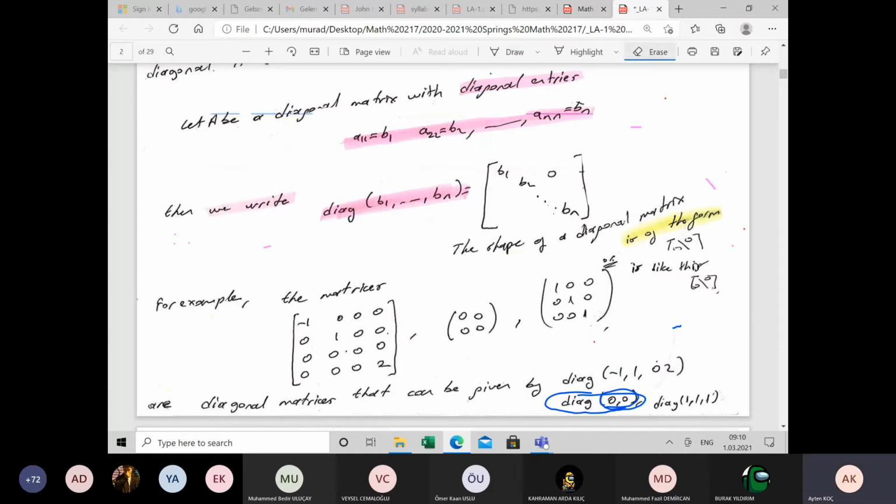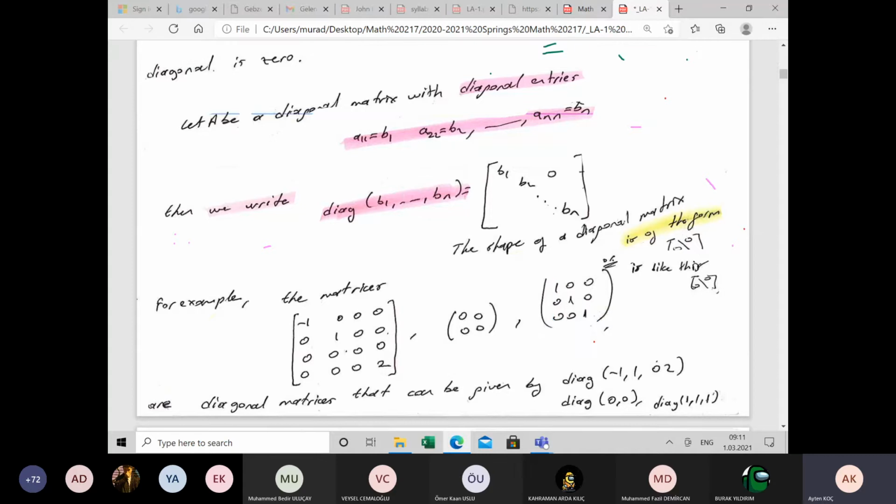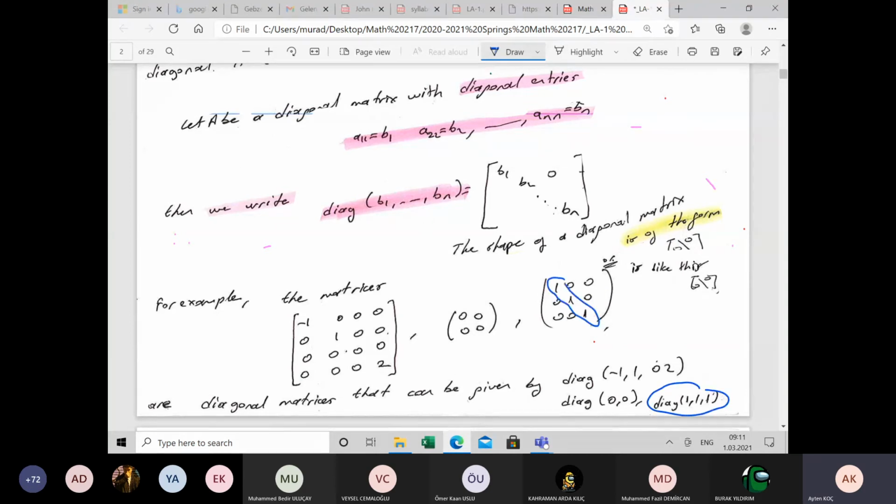So look at the next matrix. This one. It is a square matrix, yes, 3 by 3, because the number of rows is 3 and the number of columns is 3. Also these parts are 0, these parts are 0, yes, diagonal. We use the notation: this matrix is denoted by this one, because the main diagonal entries are the first one 1, the second one 1, 1. That's okay.